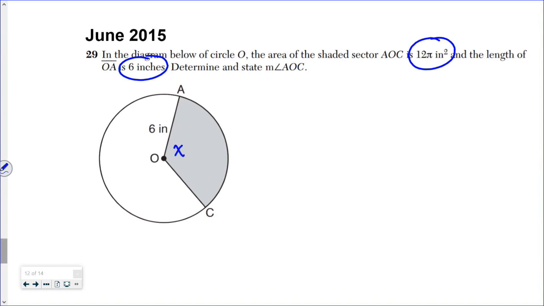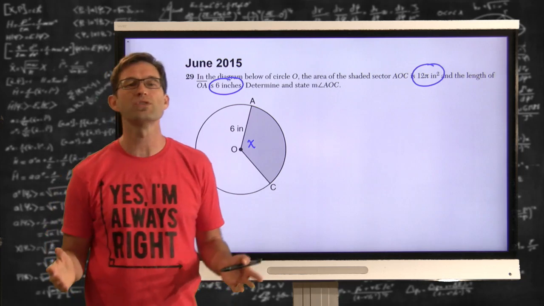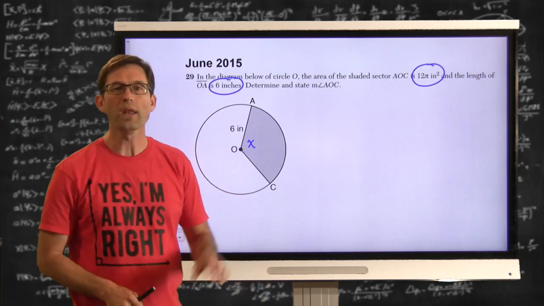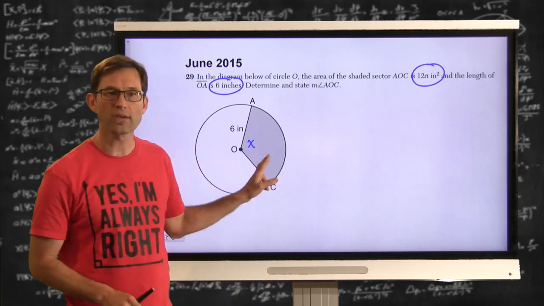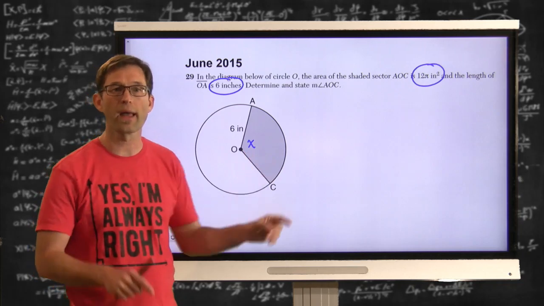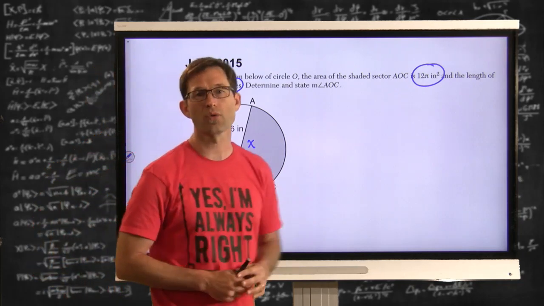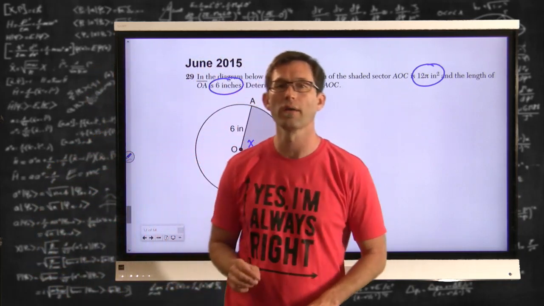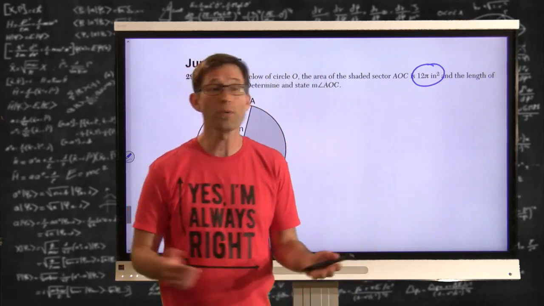So it's almost kind of the opposite problem of what we just did, right? We know what the area of the shaded sector is. We're looking for the central angle. Last time, we knew what the central angle was, and we were looking for the area of the shaded region. But yet, we're going to do it the same way.